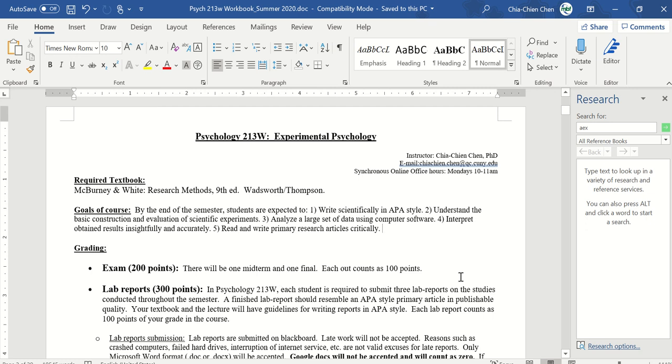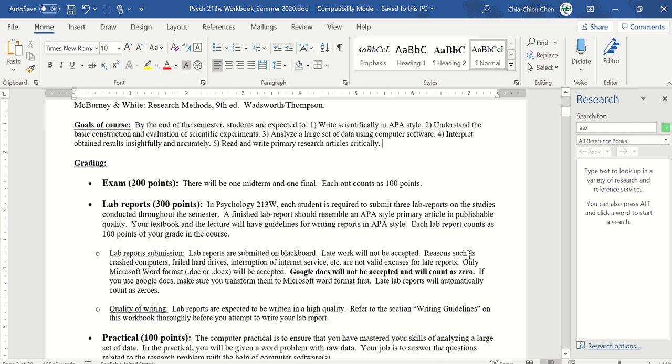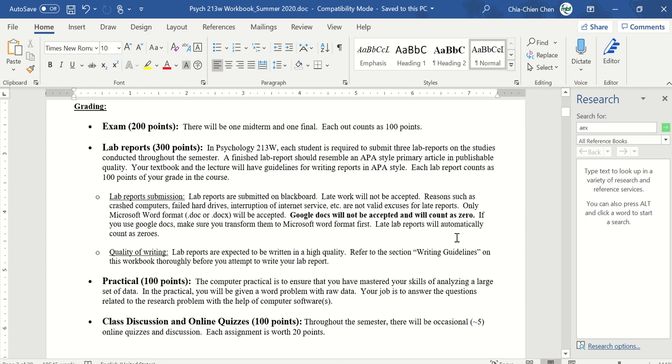Okay. Now the goals of the course, it's over here. You can read it on the syllabus by yourself, but mainly it's to write scientifically in APA style, and to understand the basic construction and evaluation of scientific experiments and so forth. Okay. Now, when it comes to the grading, there are going to be two exams. There's going to be one midterm and one final. Each one counts as 100 points.